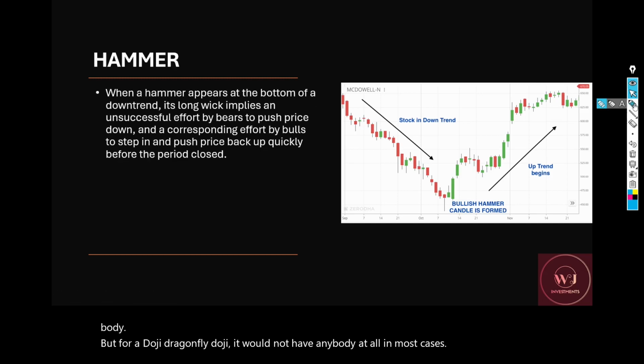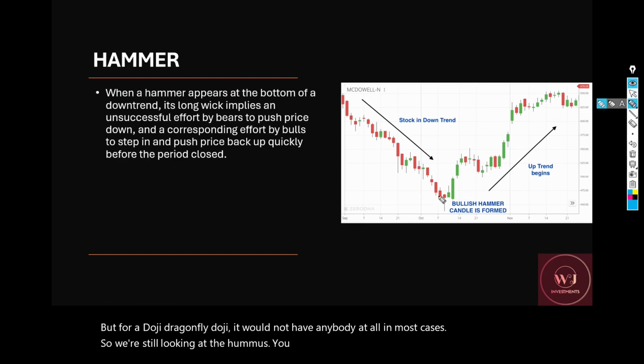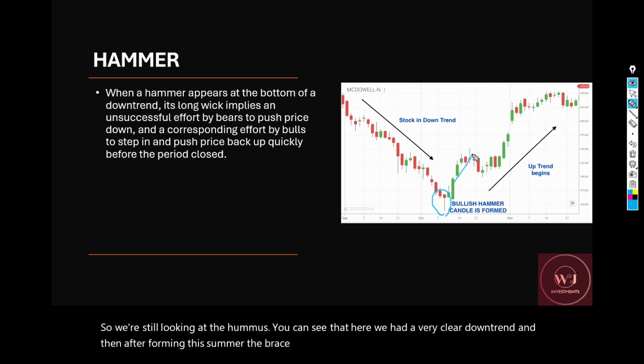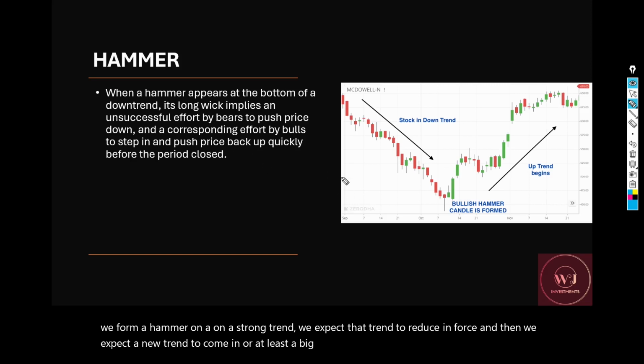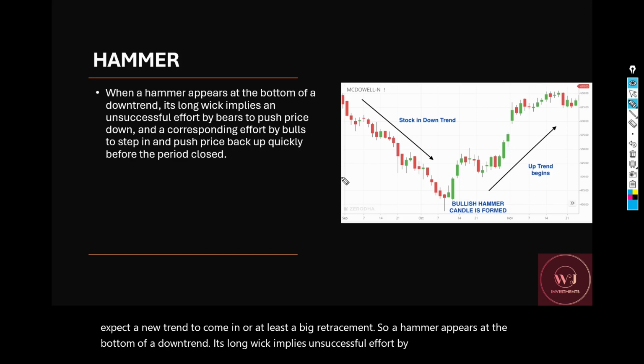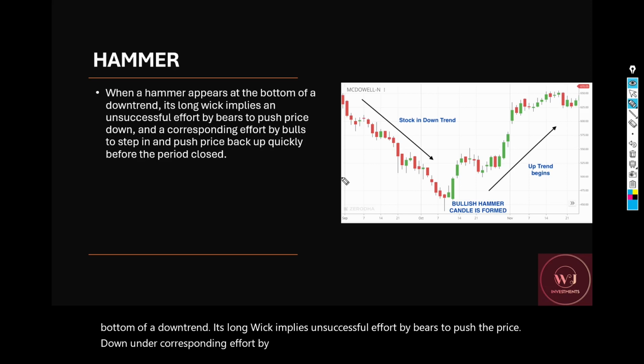So we're still looking at hammers. You can see that here we had a very clear downtrend, and then after forming this hammer, the price reversed into a clear uptrend. Okay, so every time we form a hammer on a strong trend, we expect that trend to reduce in force, and then we expect a new trend to come in, or at least a big retracement. So a hammer appears at the bottom of a downtrend. Its long wick implies an unsuccessful effort by sellers to push the price down, and a corresponding effort by bulls to step in and push the price back up quickly before the period closes.